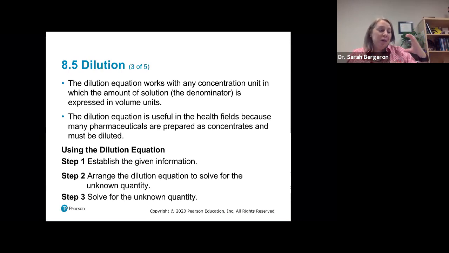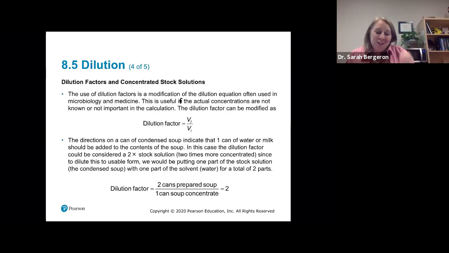You have to look at what you know about the stock, and usually what you know is the volume that you want to make your final solution. Then you need to know how much of the original stock you need to put in to make your final solution. It is not like the Mio drink. You can't just squeeze a little bit of drug and say, oh yeah, that's probably good. You really want to know for sure how much drug you're giving your patient.